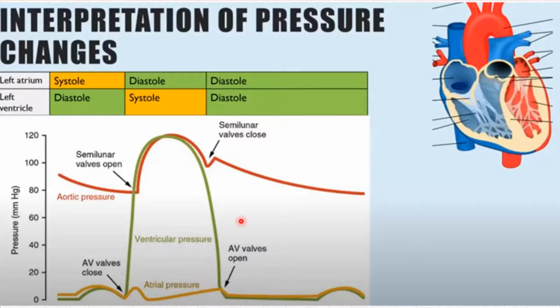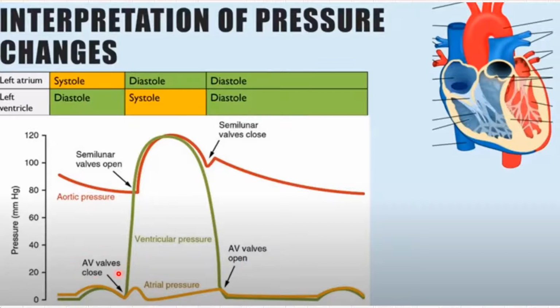So the yellow curve that you're looking at here shows what is happening at the left atrium. The green curve shows what happens at the ventricular level, and this one is about the aorta, right? So again, you need to know about the valves. How are they closing? How are they opening?